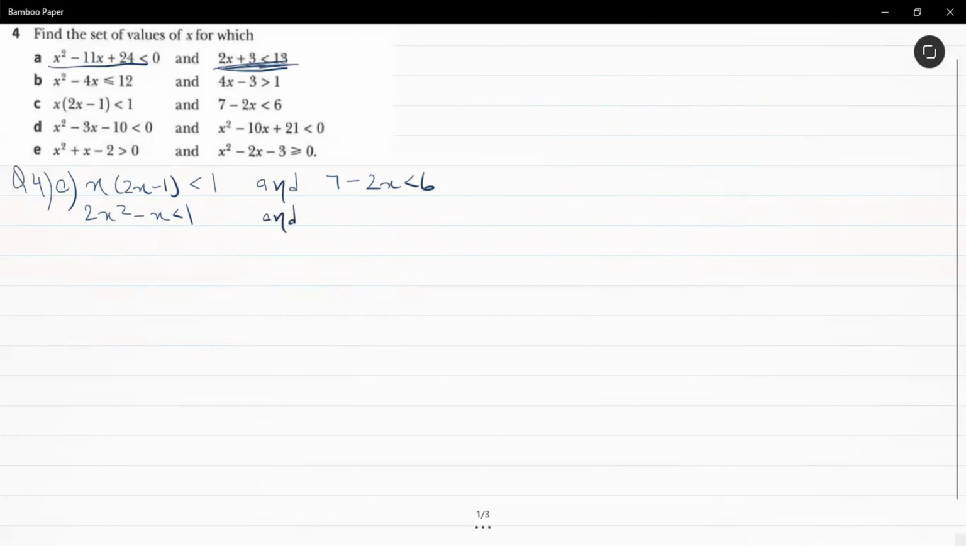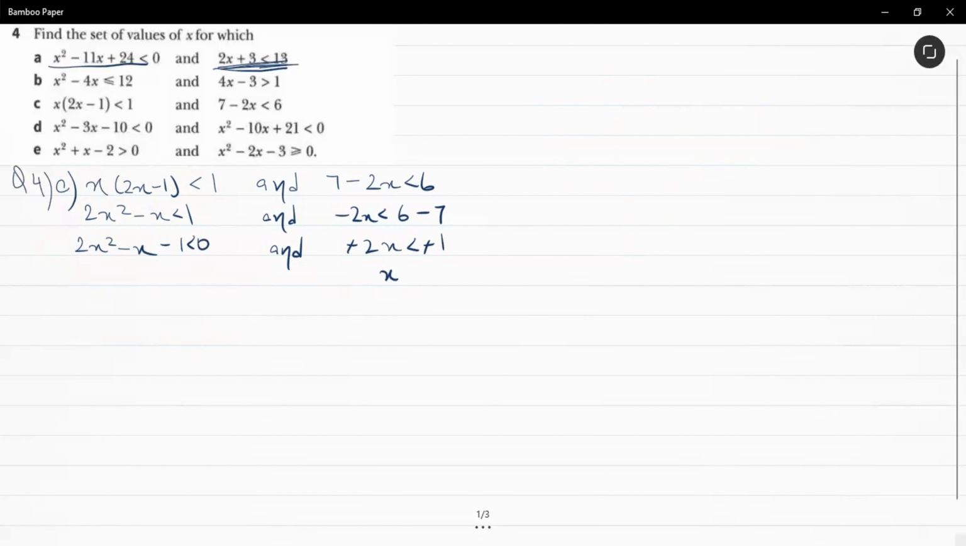And negative 2x is less than 6 minus 7. So again, 2x squared minus x minus 1 is less than 0, and negative 2x is less than negative 1. And basically, again, I hope you guys remember the rule that whenever we cancel the negative on both sides, we change the direction of the inequality.